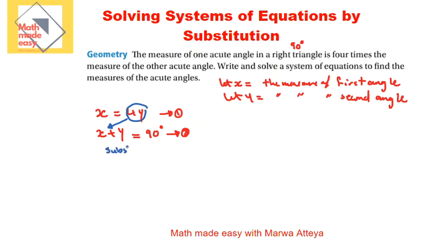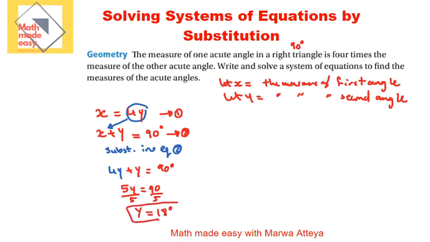So I'm gonna use equation 1 to substitute in equation number 2. Equation number 2 here was x plus y equal to 90. I'm gonna remove the x and put 4y, and I'm gonna write the rest. So 4y plus y equals 90 degrees. Well, now it's easy. Combine like terms. I have 5y equals 90 degrees. I'm going to divide both sides by 5. I will end up with y equals 18 degrees.